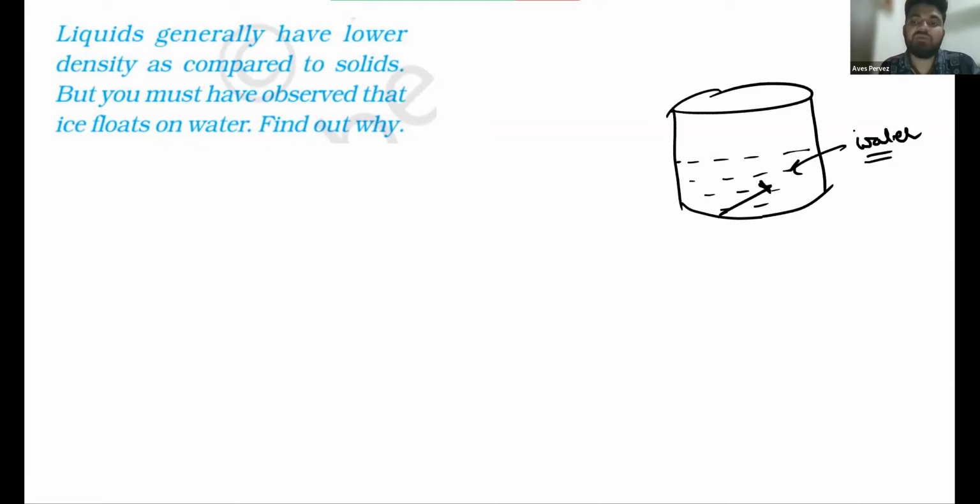But you are very much familiar, if you have a sharbat, or you can say a drink, and you place some ice cubes over it, you will find that the ice cube floats over the drink. Why do they float? Ice is a solid and water is a liquid, so ice must have more density. But you know that this is not true.